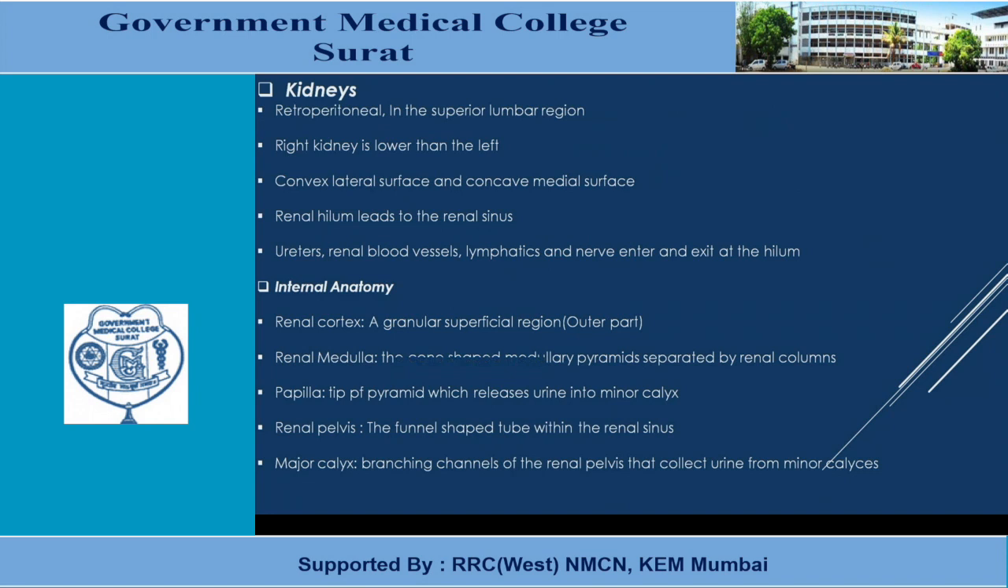In internal anatomy, the kidney has the renal cortex, medulla and renal pelvis. The cortex is the granular, superficial, outer region. The medulla consists of cone-shaped medullary pyramids separated by the renal columns. The papilla is the tip of the pyramid, which releases urine into the minor calyx. From the minor calyx, urine drains into the major calyx, then into the renal pelvis and then the ureter.